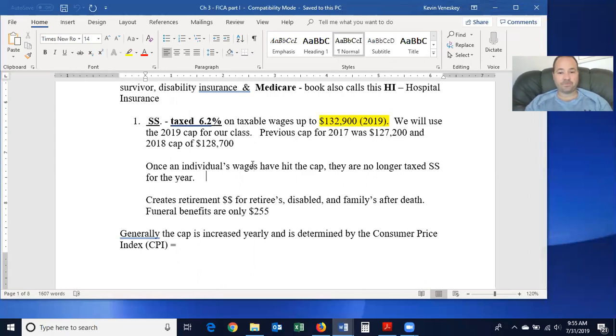So once the individual hits this cap in their actual wages, not in Social Security paid, that would take forever, but in that person's wages, then we no longer pay Social Security tax for that employee, neither the employer or the employee. And we're going to see how that's calculated here in some examples coming up.